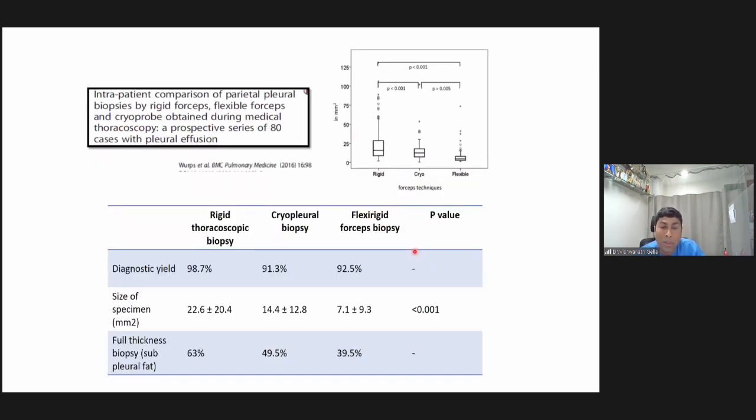So to address this issue, I'll take you through some of the literature which has been published in the last 7 to 8 years. In this study published in 2016, they compared the yield of rigid thoracoscopic biopsy, cryopleural biopsy, and flexi-rigid forceps biopsy. They showed that a larger tissue was obtained with cryopleural biopsy compared to the flexi-rigid forceps biopsy. And obviously, the rigid thoracoscopic biopsy always fared better over the other two groups in all aspects, whether it's diagnostic yield, size of the specimen, or full thickness biopsy along with the subpleural fat. But when we compare the cryopleural biopsy versus the flexi-rigid forceps biopsy, the diagnostic yield was not different between the cryo group and the flexi-rigid forceps group, even though the size of the biopsy was larger in the cryopleural biopsy.